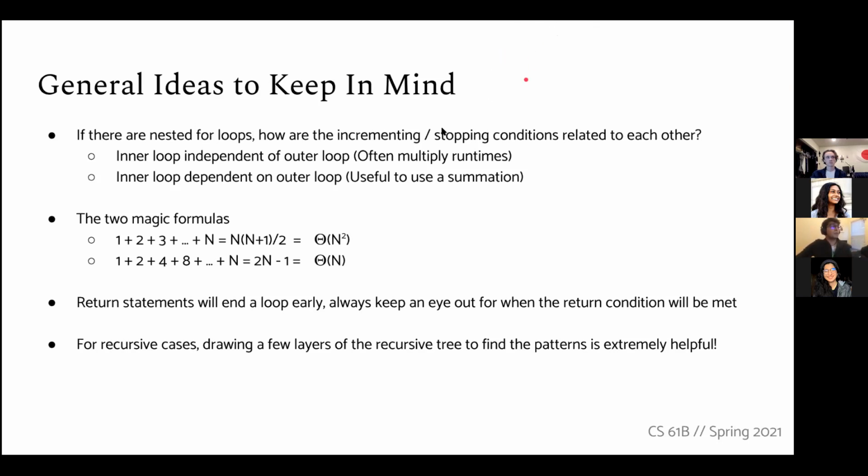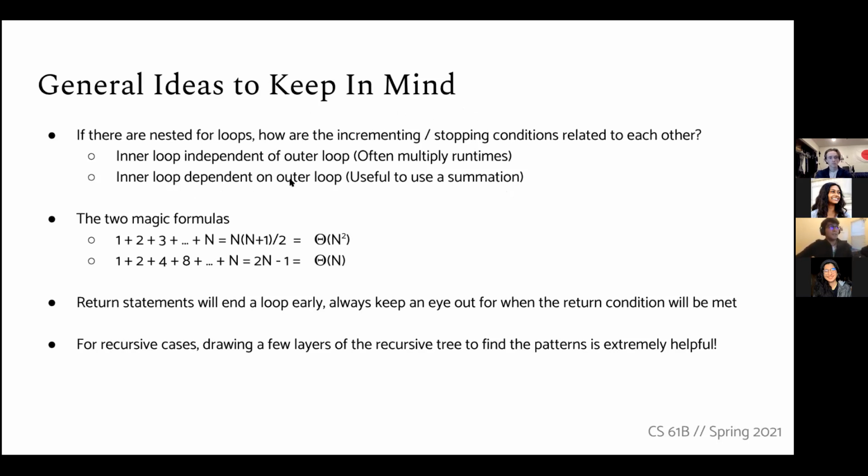With nested for loops, anytime you see them, one thing to ask yourself is how the incrementing and stopping conditions of the two for loops are related to each other. So if the first for loop is based on i and the second for loop is based on j, are they in any way related? And if they're not, if the inner for loop is independent of the outer for loop, we can often just multiply the runtimes. Again, don't just take these as formulas that you can apply, but think about that. If they're not related, then it doesn't matter what the outer loop is. That just matters how many times the inner loop will be run, and then you can check how many times the inner loop will be run and multiply them together.